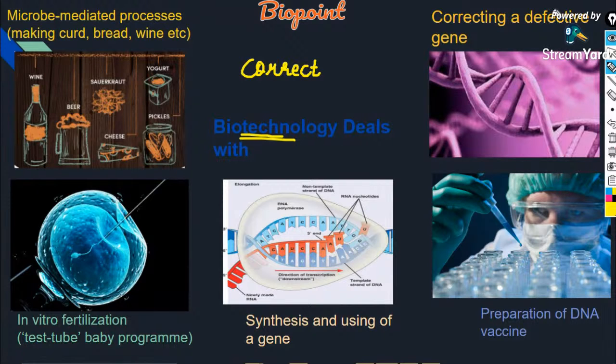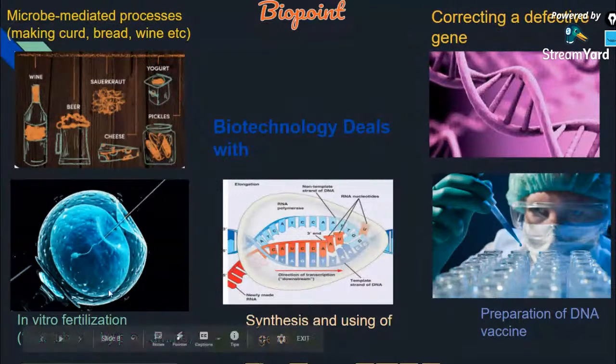Next, these are the five main applications where we are using biotechnology. Clear? First one is microbe mediated processes, making curd, bread, wine, all these things. Second one is in vitro fertilization. Third one, synthesis and using of a gene. Fourth one, preparation of DNA vaccine. Fifth one, correcting a defective gene. So these are the main areas where you can find the applications of biotechnology.